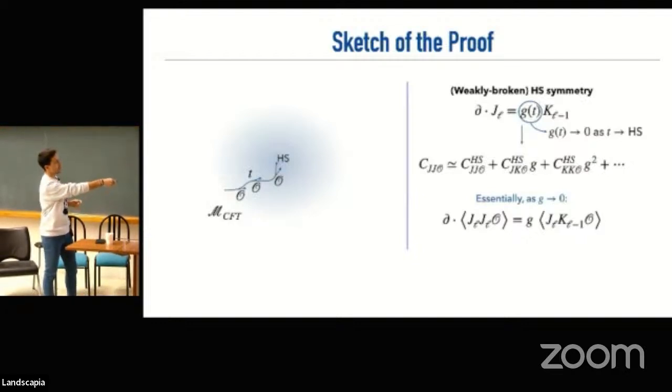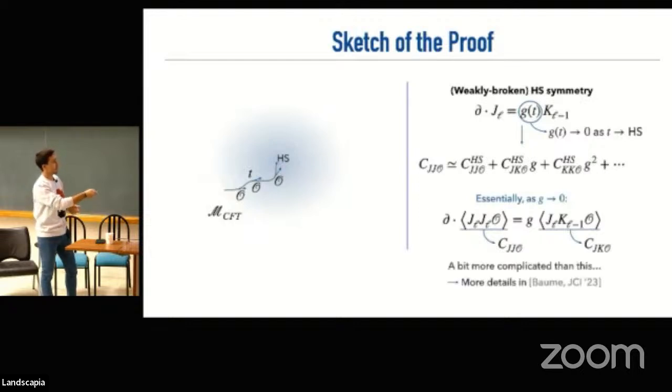Since this one contains the information about C_JJO and this one the information about C_JKO, then it's reasonable that in the expansion, the order g will be controlled by C_JKO, and the same for C_KKO, okay? But what is the point here? The point is that, well, first of all, this is a bit more complicated, but you can check the paper to see how to do it step by step more carefully. But in this case, it just works.